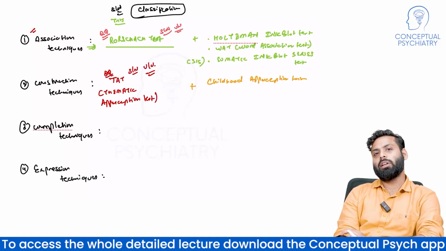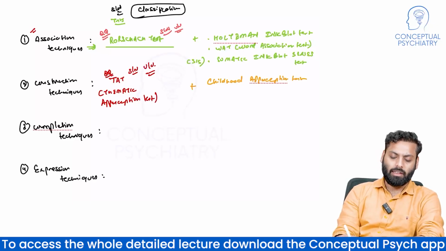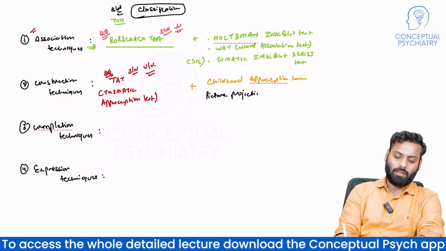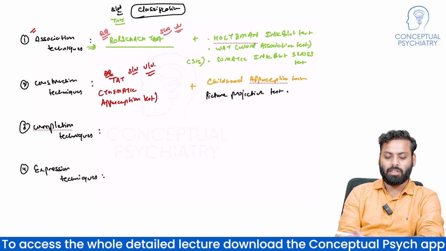In Viva, they ask you the difference between TAT and CAT. The main difference is the age group. Then TAT has human figures, CAT has animal figures. I'll give a table when I teach, that will become easy for you. Then there is the picture projective test. These all come under the construction techniques.